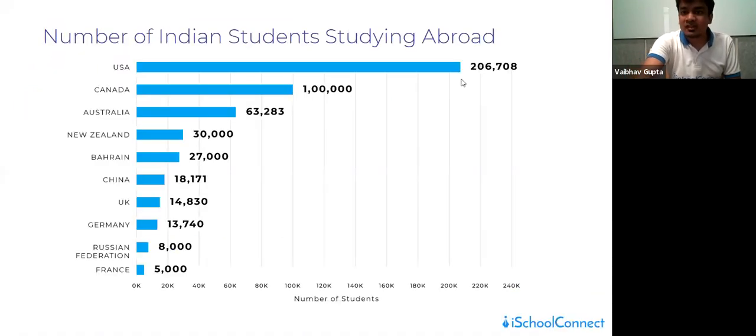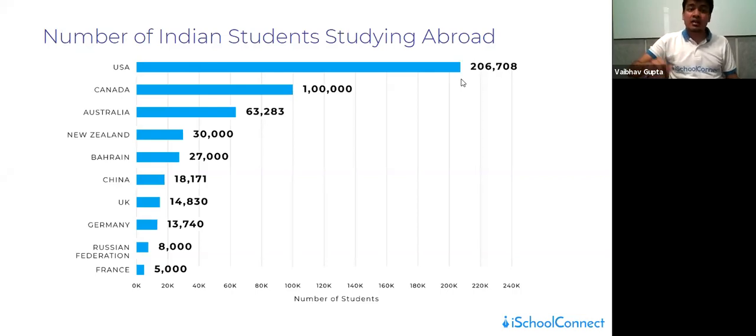So this slide is very powerful. This slide is important as well. It shows the number of Indian students who are studying abroad in various countries. As you can see, most of you selected USA. That's again a good option. USA again receives the maximum number of Indian students who wish to pursue international education. Close to 2 lakh students go to USA every year to study.